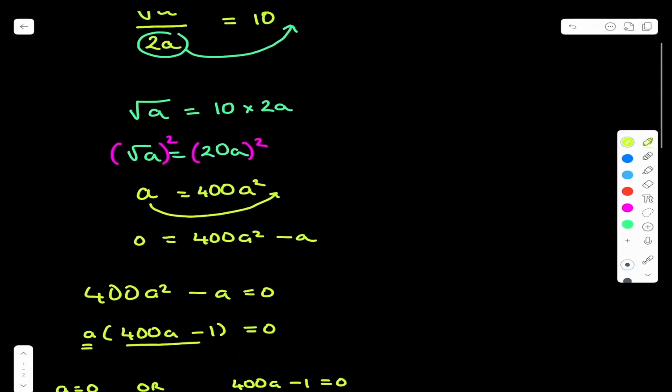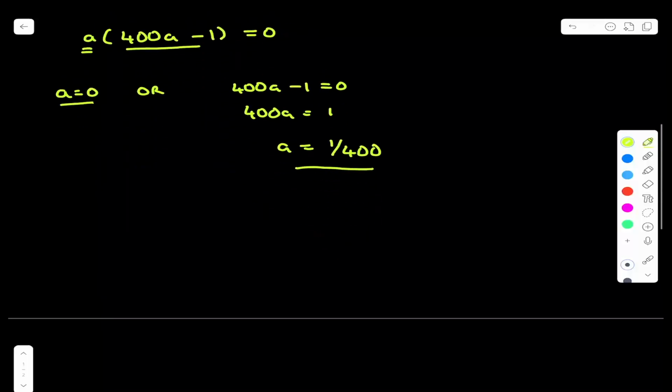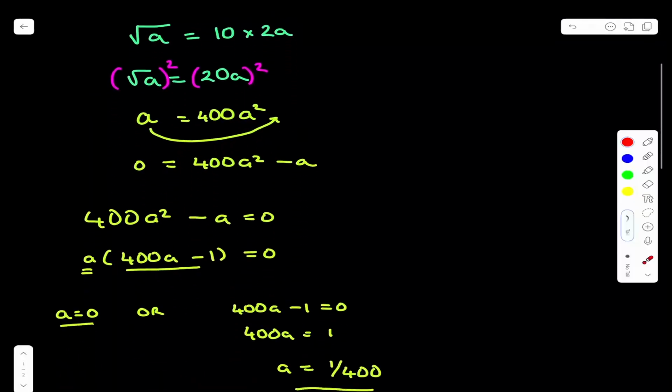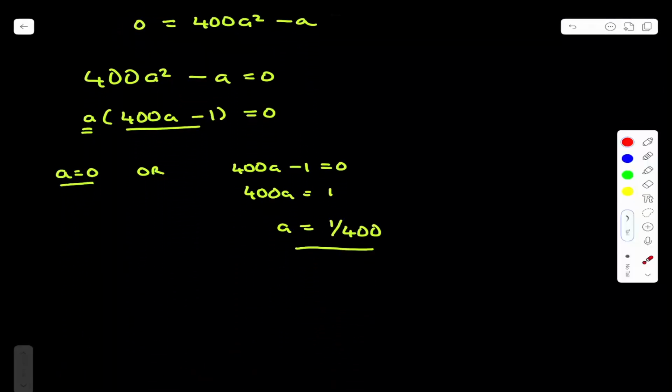So let's check if they would work. My first solution, a equals 0, if I substitute that back into here, I'm going to have 2 times 0 on the denominator. And you can't divide by 0. And this would be the square root of 0. So you basically would have 0 divided by 0 equals 10. And 0 divided by 0 you can't do, and it doesn't equal 10, it's nonsense. So a equals 0 is not a real solution. So we need to reject that solution.